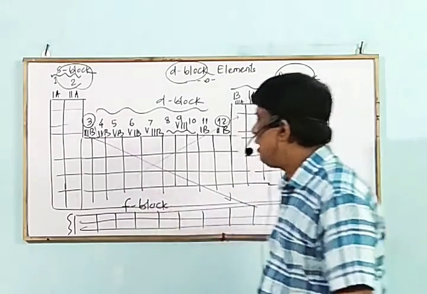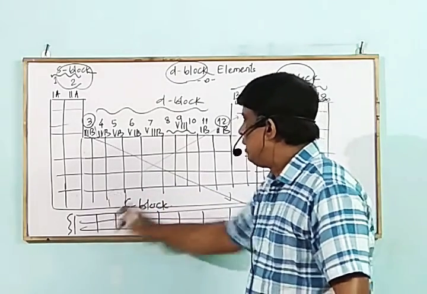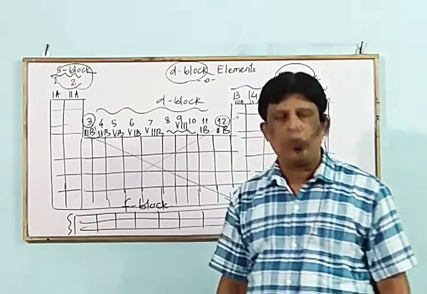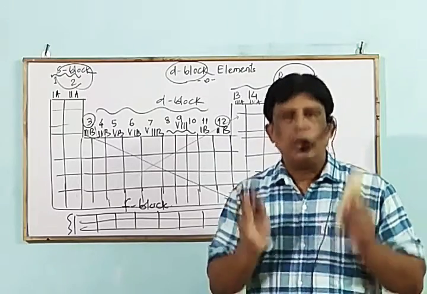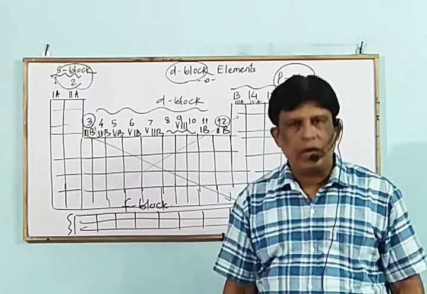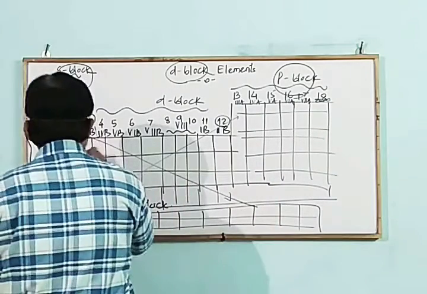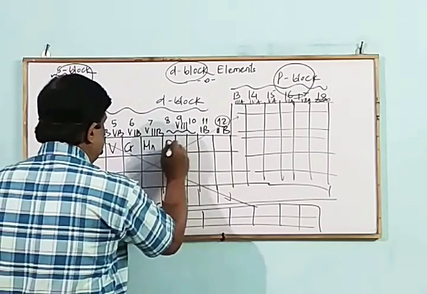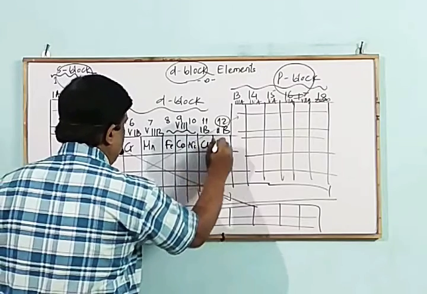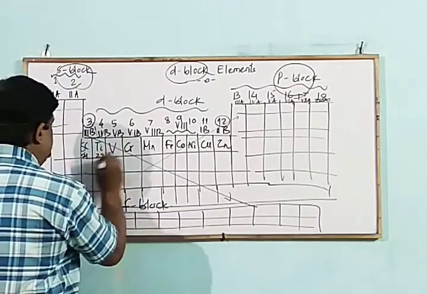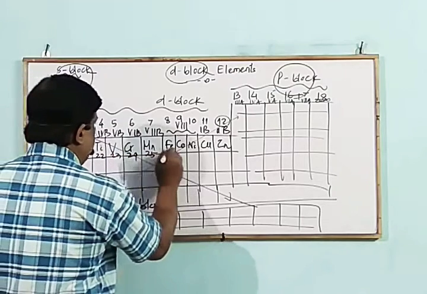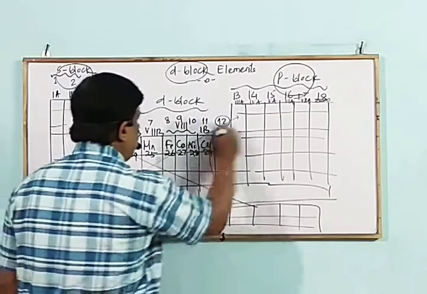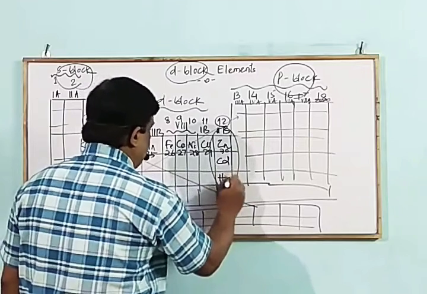So from this it is clear that there are four series: the first transition series, second transition series, third transition series, and fourth transition series. But in our syllabus, we only focus on the first transition series, which contains 10 elements: scandium, titanium, vanadium, chromium, manganese, iron, cobalt, nickel, copper, zinc, that is 21, 22, 23, 24, 25, 26, 27, 28, 29, 30. Group 12 contains zinc, cadmium, mercury.